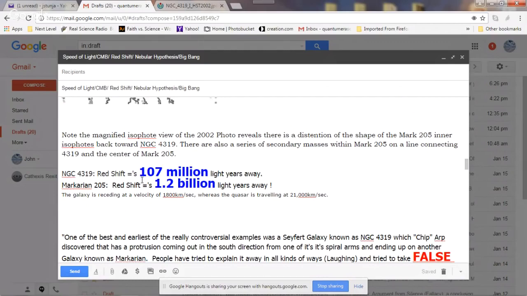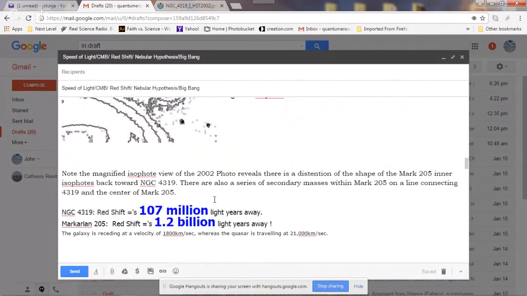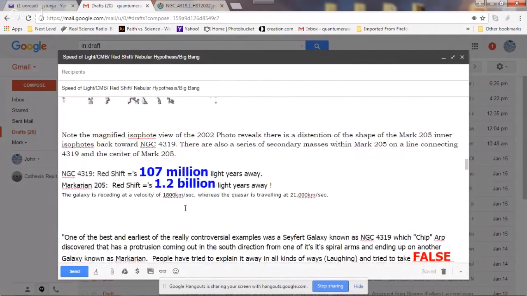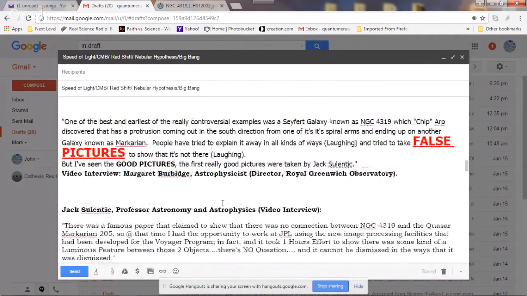So the parent galaxy 4319, this guy, has a redshift at 107 million light years away. The problem? This guy that's connected with the luminous bridge right here, this is going to become very important in a minute, is 1.2 billion light years away. So this can't be. It's just like the previous galaxies and their companions along with the QSOs. You can't have them in the same neighborhood with different distances like this. It's a train wreck.